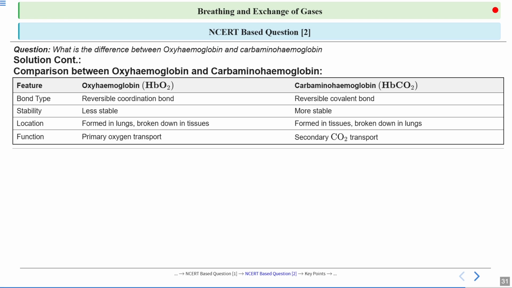Some more differences regarding the bond type: reversible coordination bond, and here is reversible covalent bond. Stability: oxyhemoglobin is less stable, and carbaminohemoglobin is the more stable compound. Location: oxyhemoglobin is formed in the lungs and broken down in the tissue, and carbaminohemoglobin is formed in the tissue and broken down in the lung, just opposite. What is the function? Primary oxygen transport is the function of oxyhemoglobin, and secondary carbon dioxide transport is the carbaminohemoglobin function.